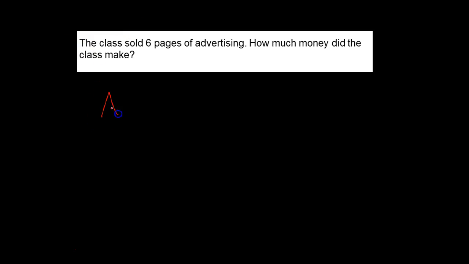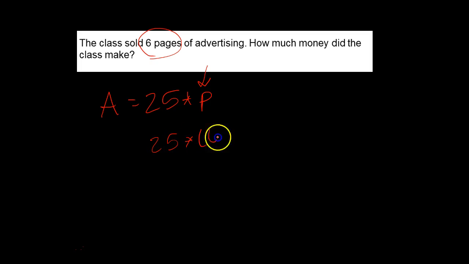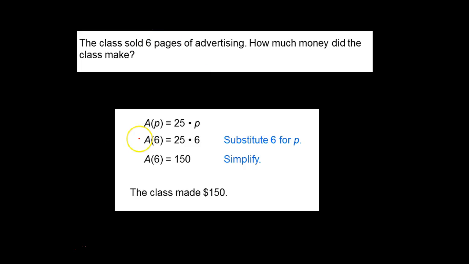Well, let's take our A equals 25 times P. P is the number of pages, and we just said it sold 6. So let's do 25 times, replace 6 for P. Get your equation. And you can see the same thing is done here. So they substitute 6 in for P, and the class made $150.